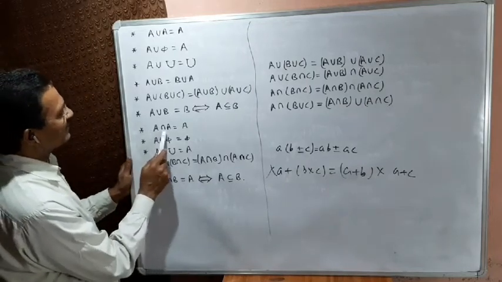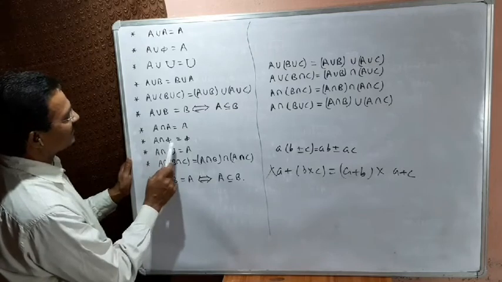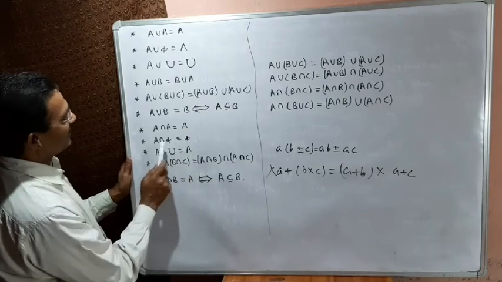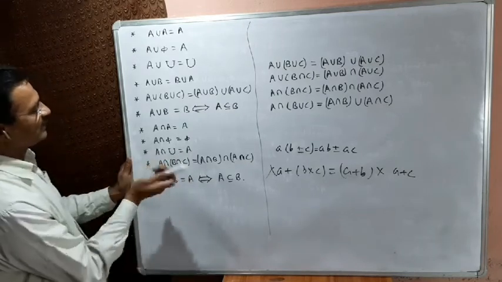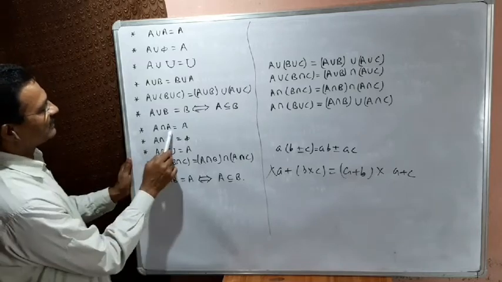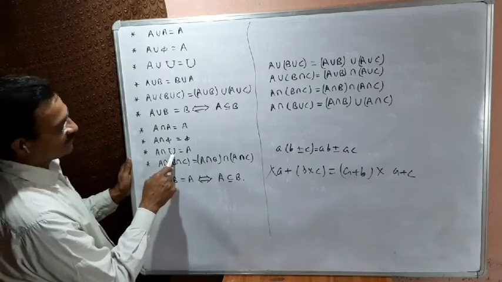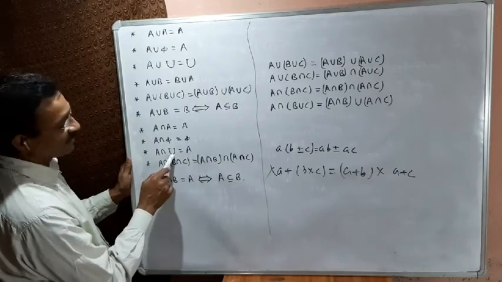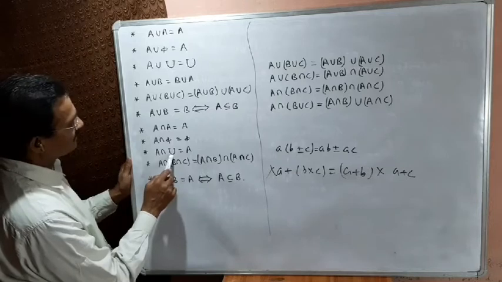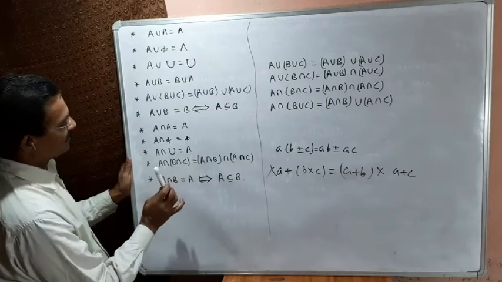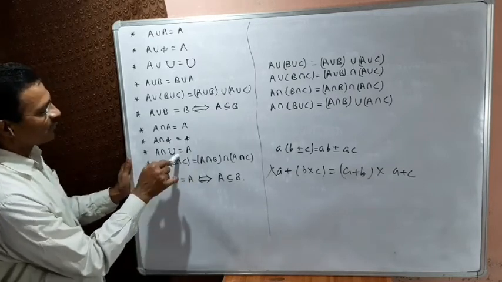Similarly, intersection: A intersection phi equals phi. A and phi will have no common element because phi has no element. A intersection A, all elements are common. Similarly, A intersection universal set. You know every element of A is also an element of the universal set. Therefore, A intersection universal set will be A because all elements of A will be common with U.